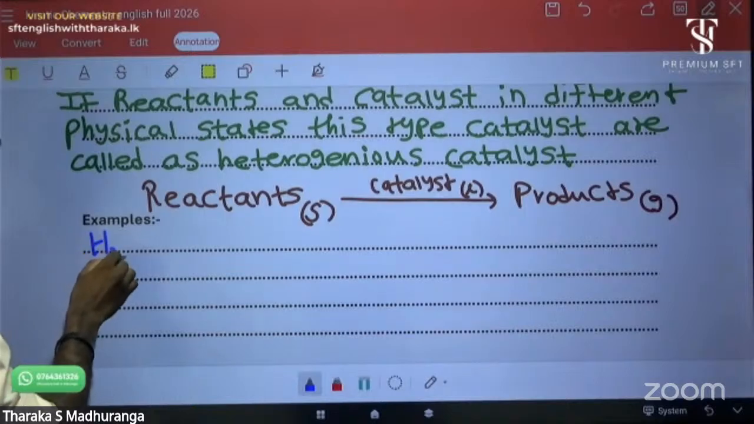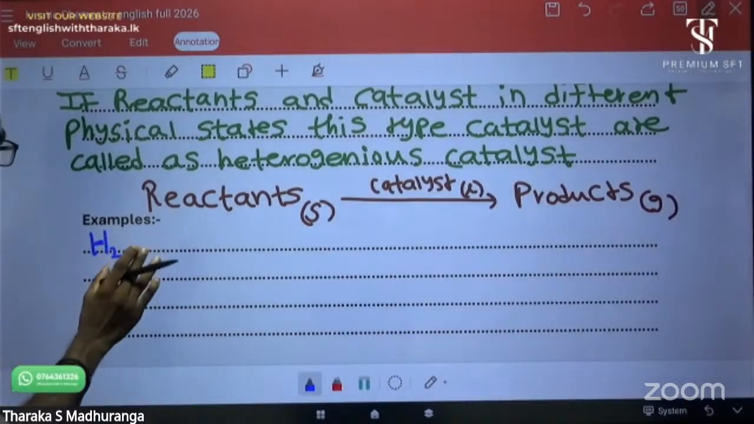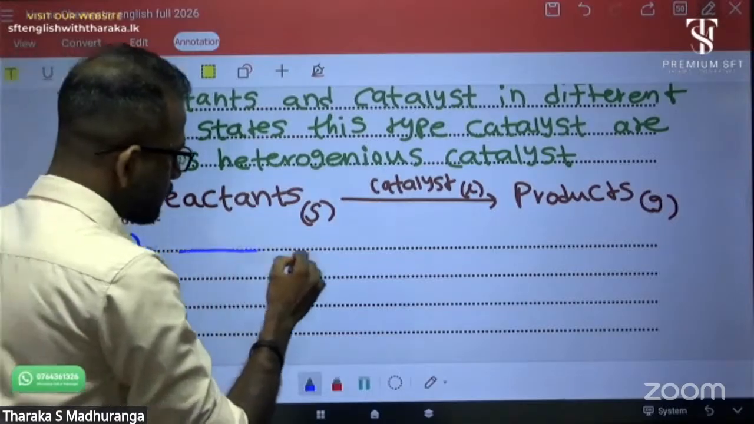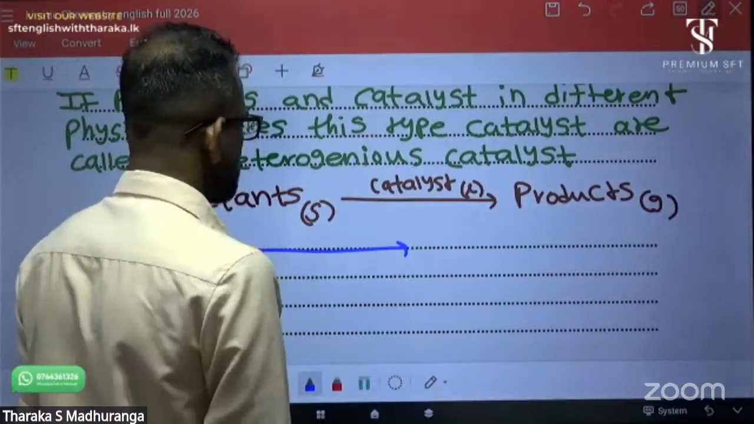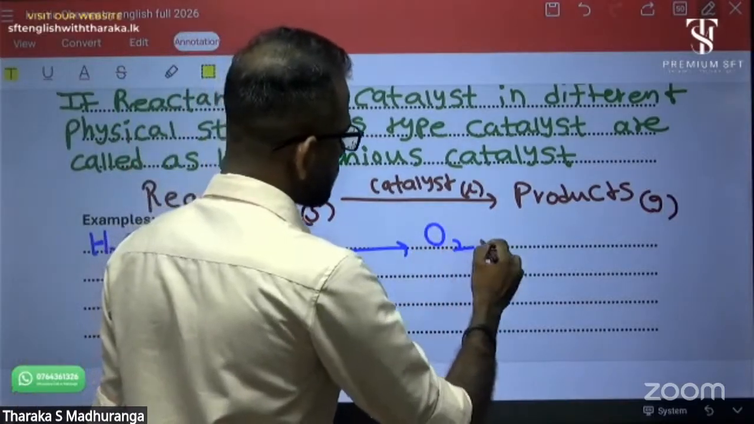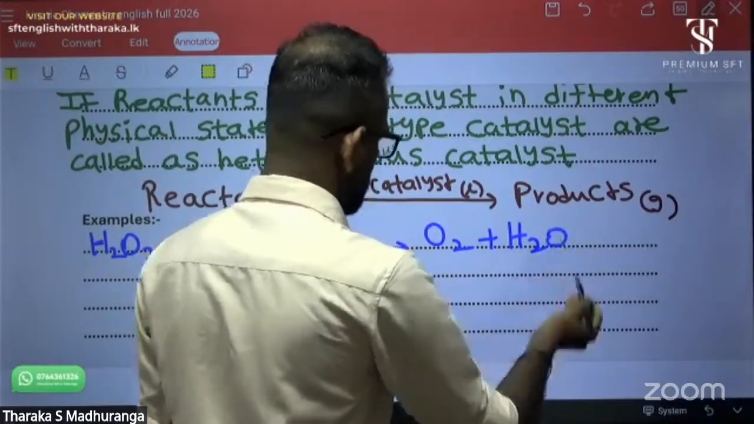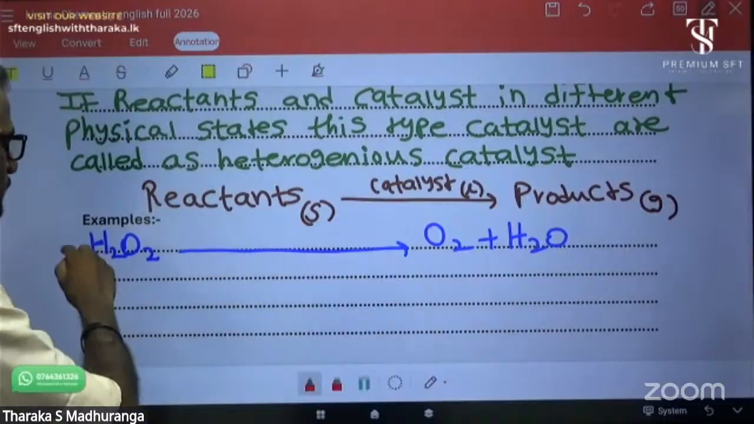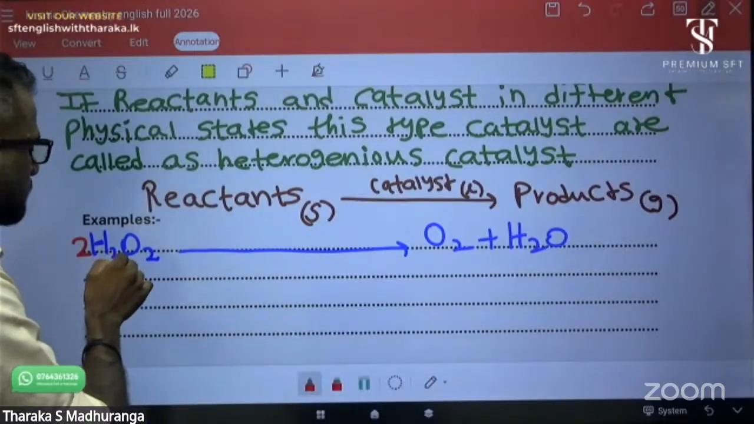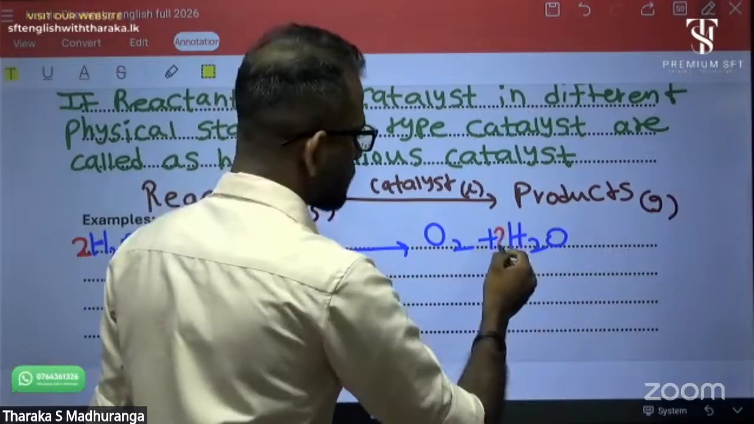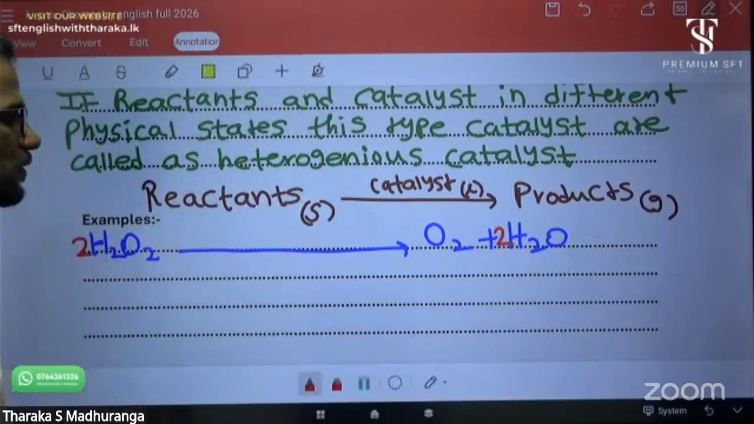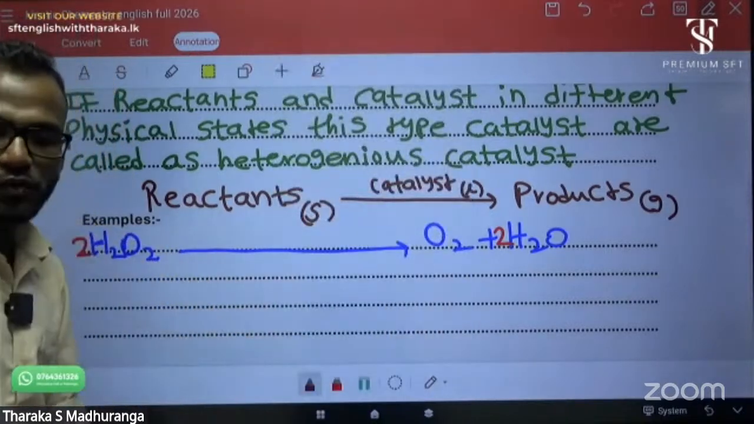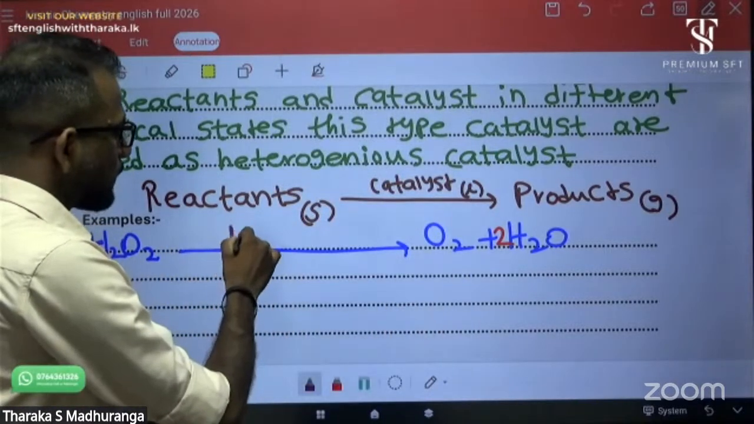Same example as in your syllabus, to understand clearly. H2O2, hydrogen peroxide, is converted into oxygen and water. Oxygen 4 and hydrogen, now it is balanced. And how to accelerate this chemical reaction? Now you can introduce MnO2.